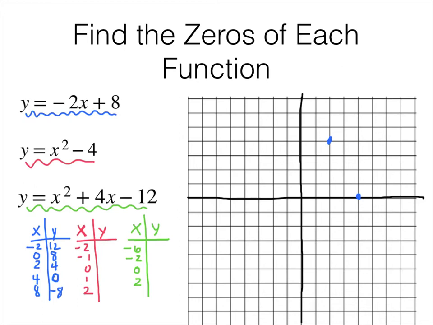And 8, -8. So, oh, why did I skip 6? Let's make that a 6 instead. So -2 times 6, -12, plus 8, -4. Make it negative, so make it 6, -4. So 6, -4. And there's our line.